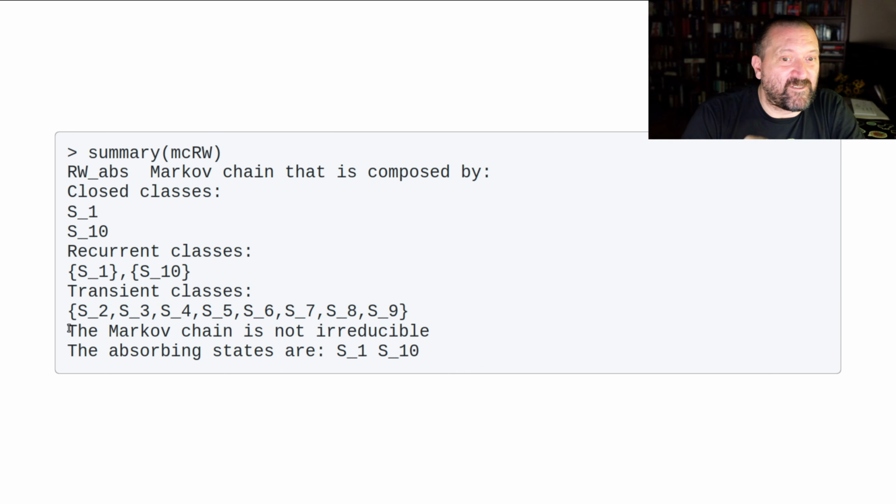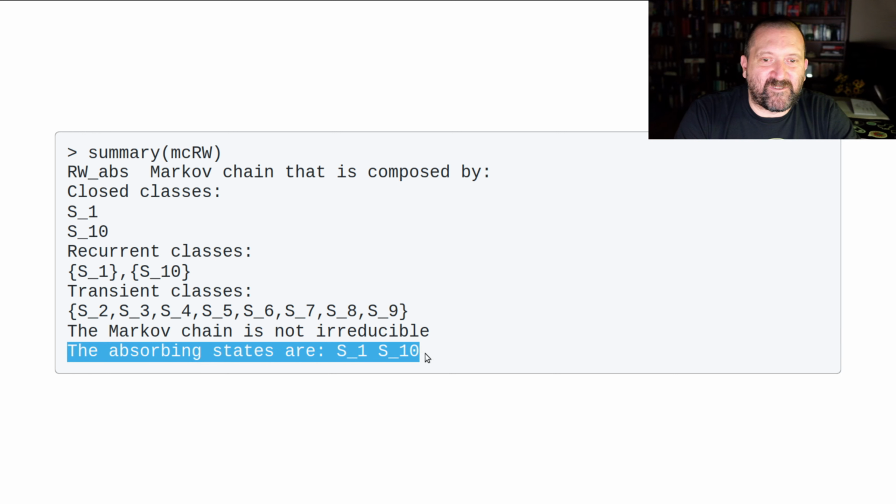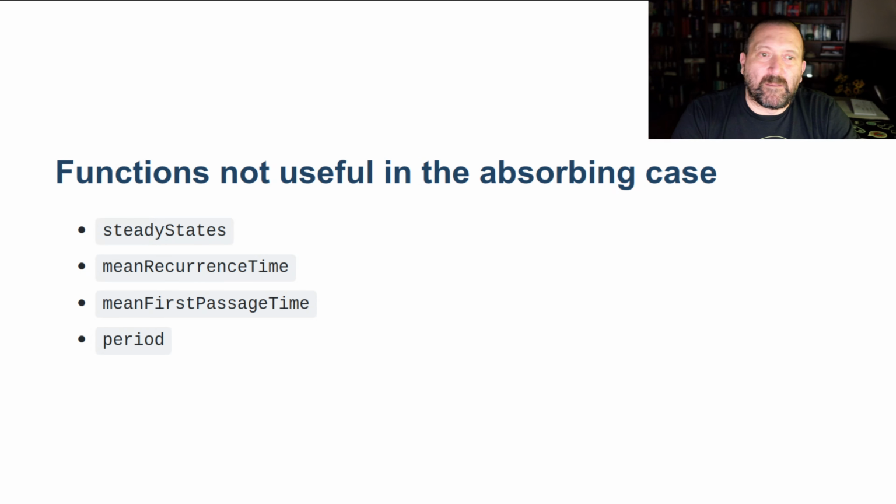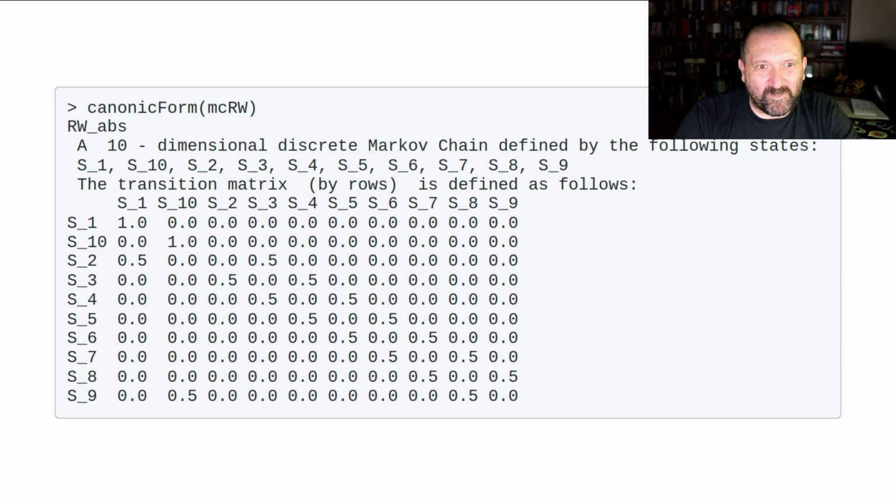The Markov chain is not irreducible. In other words, it's absorbing. And I should point out, I'm taking a shortcut here in saying that not irreducible is equivalent to absorbing, but there will be intermediate cases, more interesting cases. But okay, it's detected that the two absorbing states are 1 and 10. These are not useful in this case because we're absorbing.